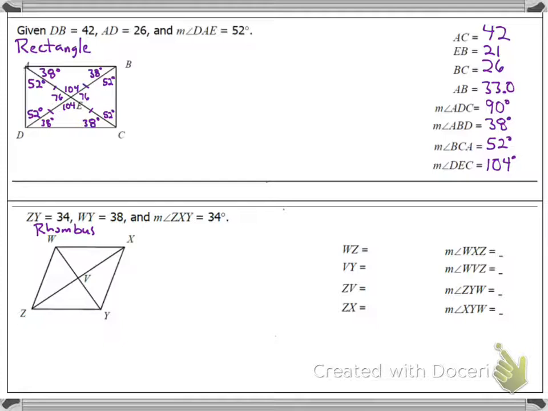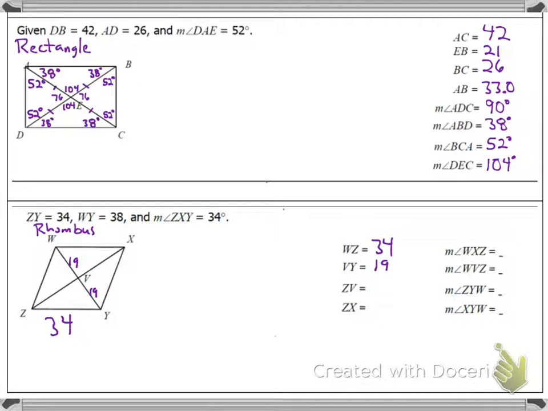We have a rhombus. So ZY is 34. WY is 38. So instead of writing 38, I'm going to split it. It's 19 and 19. Maybe that'll help me. ZXY, it's an angle. We'll get to that. So let's first look at the sides. So WZ is 34 also, because it's a rhombus. All sides are congruent. VY is 19. That's the one we split. ZV, we got to find ZV.